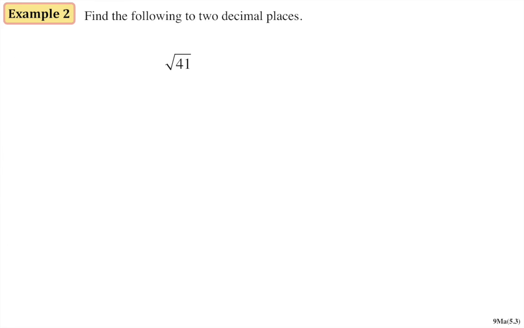Rightio, let's try example 2 where you've got to find the square root of 41 to 2 decimal places. Put it into your calculator. That's what it looks like, but to 2 decimal places, we go 2 numbers after the decimal. The next digit is a 3, so it's not going to round up, which means we get 6.40 if we take it to 2 decimal places.